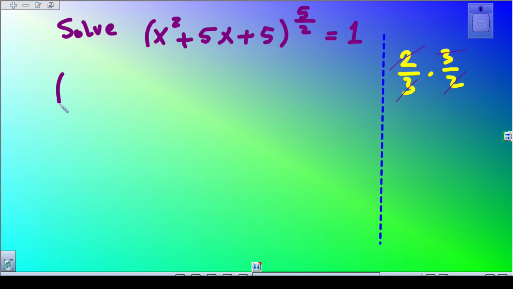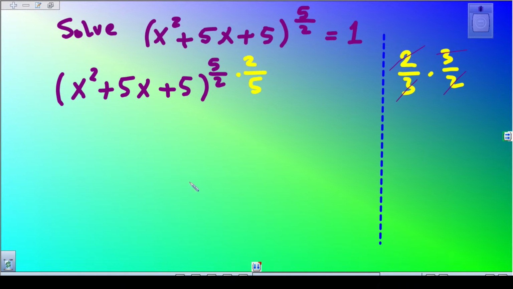And remember, it's both sides of the equal sign. X squared plus 5x plus 5 raised to the 5 halves. That has to be multiplied by 2 over 5. Well, Armani, how about the other side? Well, yes, the other side has to take that as well. 1. Lucky we have 1 here, but it's also going to be 2 over 5. Lucky we have 1 because 1 raised to any power is going to be 1. That's a good point here. It's going to save us some time.